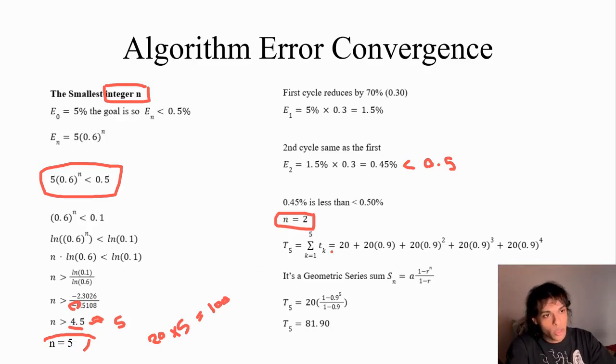And so we put 5 cycles. So we got the first, second, third, fourth, fifth. And then this is obviously a geometric series sum. So we just use the geometric series sum rule to add them all together. And we get our time of 81.90 minutes, which is the time that it's going to take instead of 100 minutes, since we decreased by 10% at each cycle.